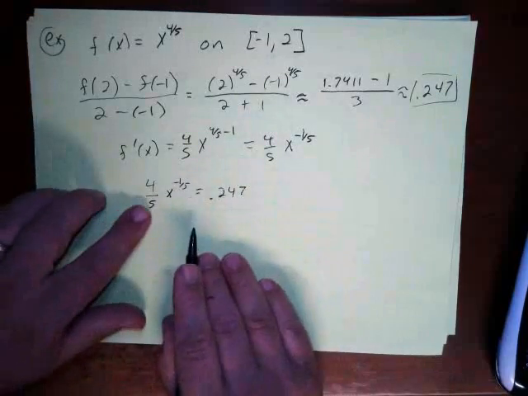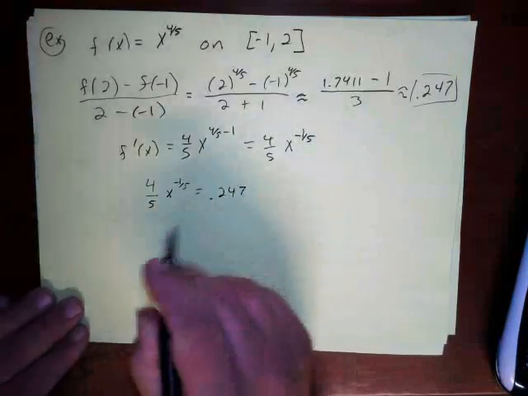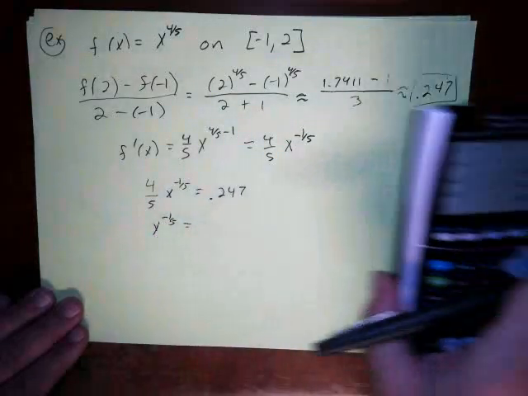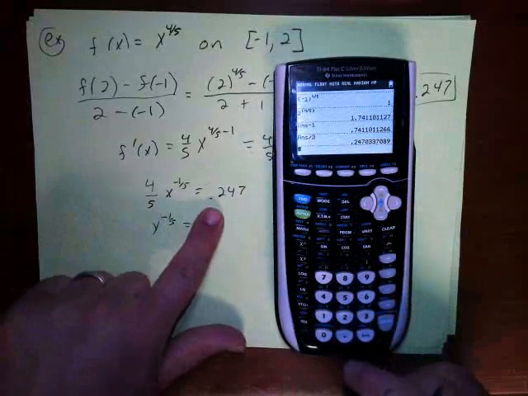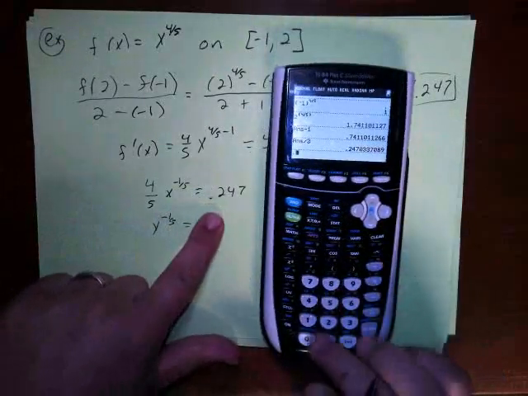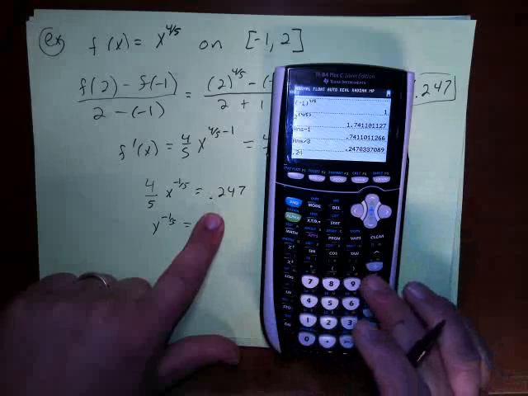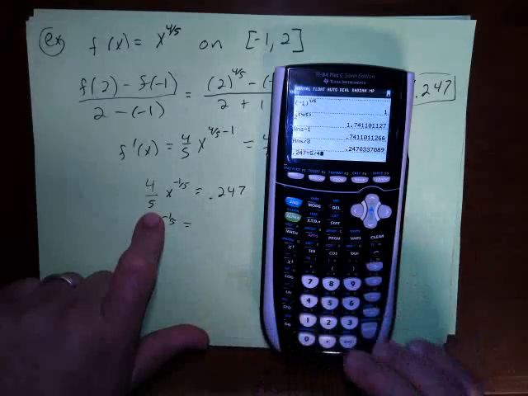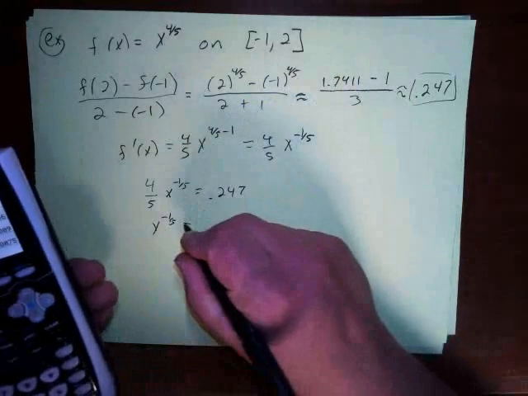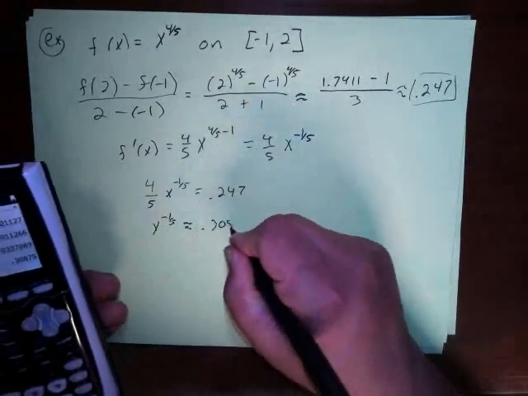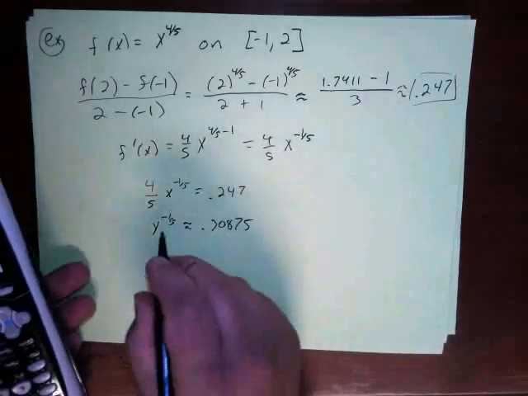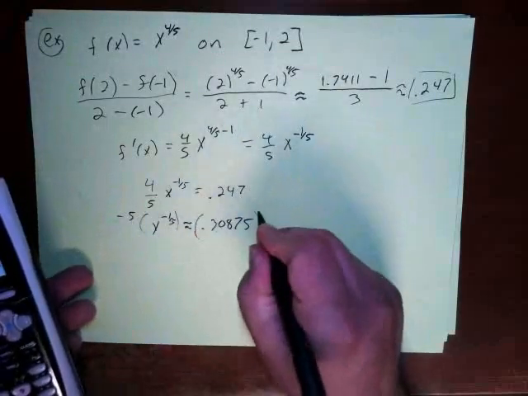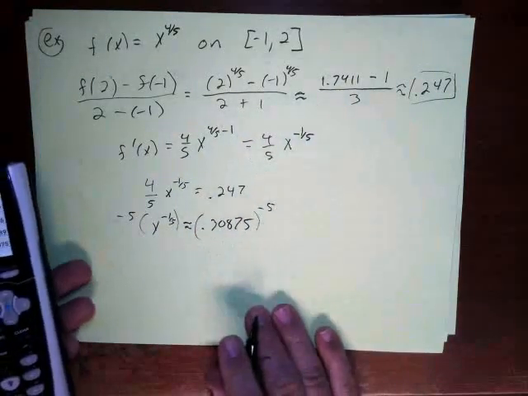0.247. And so maybe I'll bring this over here, so I'll get x to the negative 1/5. I'm going to type these things in: 0.247 times 5/4. So I'm going to multiply by the reciprocal, and this whole thing is approximately 0.30875. Now to get rid of this fractional exponent, I'm going to multiply both sides by the reciprocal, which would be a -5, okay?